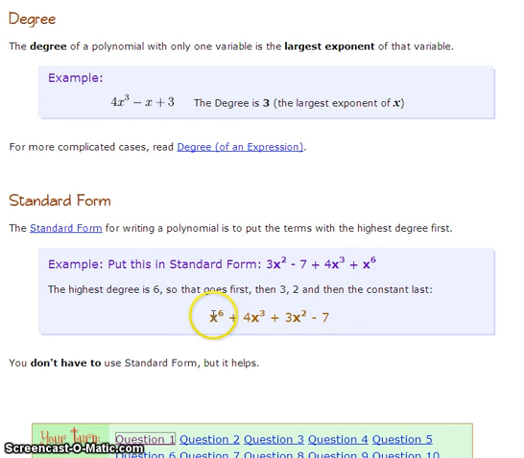So 6 would go first, and then your cubed, and then your squared, and then your 0. So this quadrinomial has a degree of 6 because the highest value of the exponent is 6.